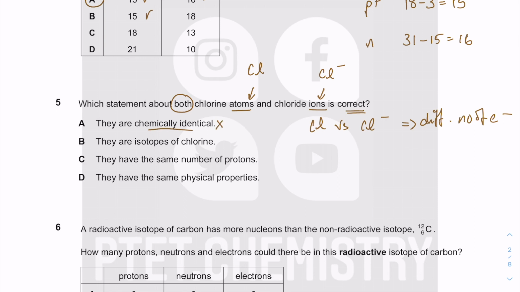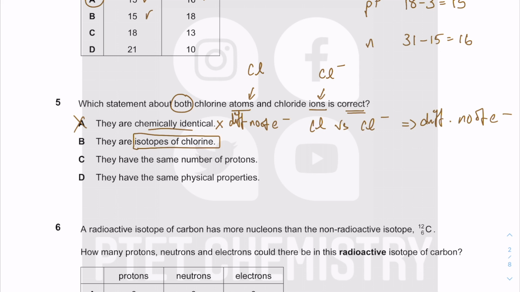Chemically identical is impossible because of the different number of electrons. If you have a different number of electrons, that means you have a different number of valence electrons, meaning outermost shell electrons. Then how can you be chemically identical? All right. So chlorine will be 1 electron short of a noble gas configuration, but Cl- has the same electronic configuration as argon. Okay, so it will have a noble gas configuration and it will be a stable enough ion.